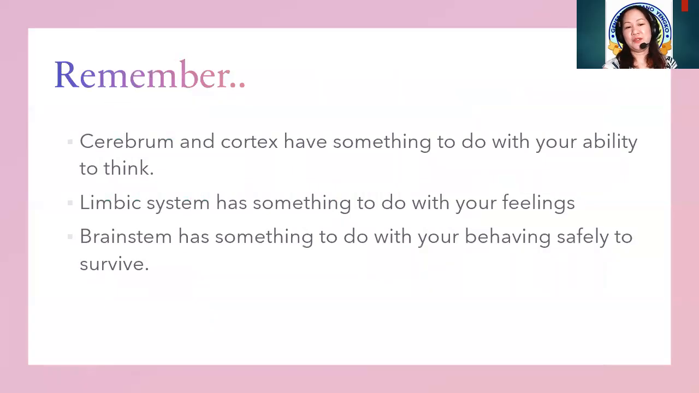Ayan. So to sum up the first topic, remember that cerebrum and cortex have something to do with your ability to think. Yan. Another, limbic system naman has something to do with your feelings, specifically the hypothalamus. No? Next, brainstem has something to do with your behaving safely to survive. So pansinin nyo, nire-relate na natin yung behavioral, no? Ano ang koneksyon ng brain sa behavior nyo. So, eto na po yung sinasabi ko.